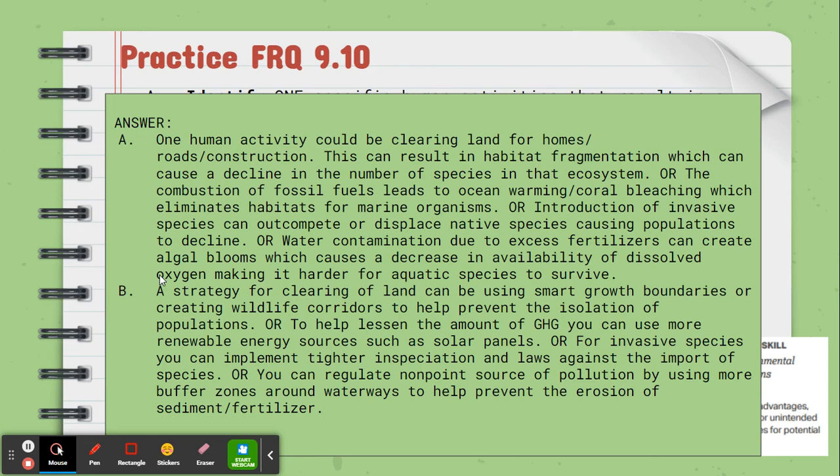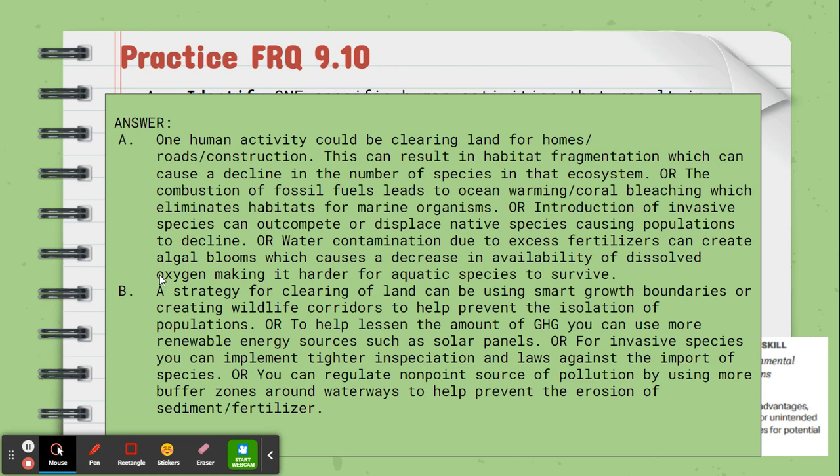biodiversity. We know the combustion of fossil fuels can lead to ocean warming, coral bleaching, and eliminating habitats for marine organisms. The introduction of invasive species in areas where they don't normally reside can outcompete or displace native species, causing populations to decline. Water contamination due to excess fertilizers from commercial agricultural use can create algal blooms, which causes a decrease in dissolved oxygen. Any number of those could be accepted.